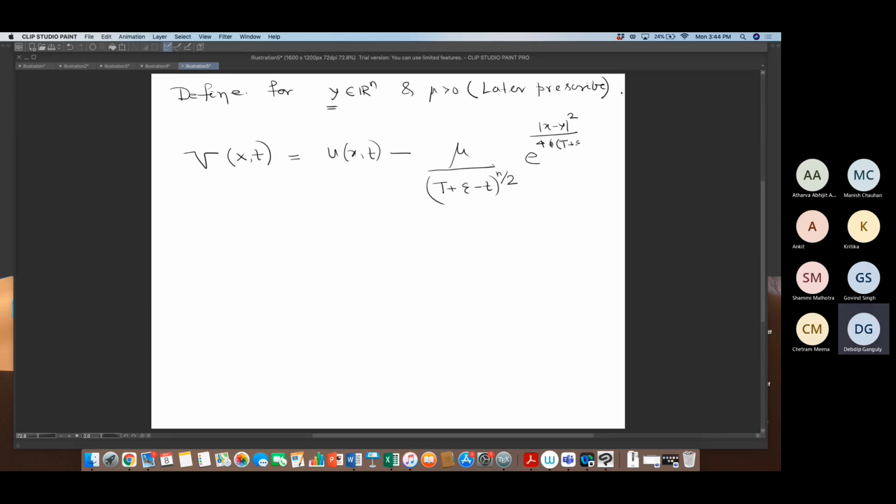t plus epsilon minus t. Okay, is that function clear? Yes or no? Just have a look at it. Is the function clear?